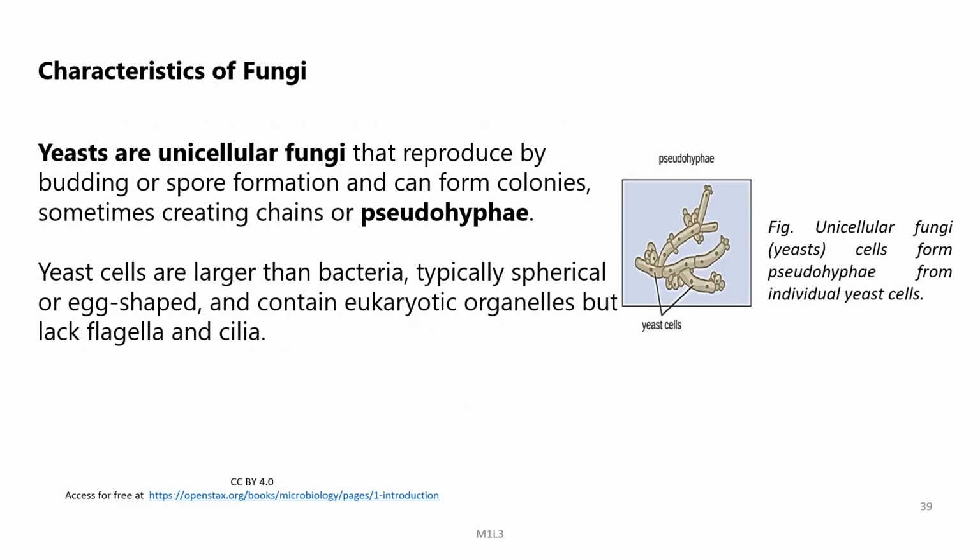If we take up the case of yeast, they are unicellular fungi that reproduce by budding or spore formation and can form colonies, sometimes creating chains or pseudohyphae. These are not real hyphae, they only appear like hyphae. Yeast cells are larger than bacteria, typically spherical or egg-shaped, and contain eukaryotic organelles, but lack flagella and cilia.